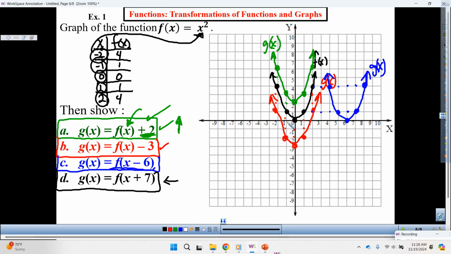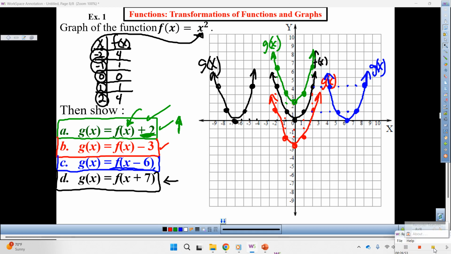Seven to the left. So we go 1, 2, 3, 4, 5, 6, 7. And we label this one g of x. All right, send me a picture of what you did on the screen, please. All right, not bad, not bad.